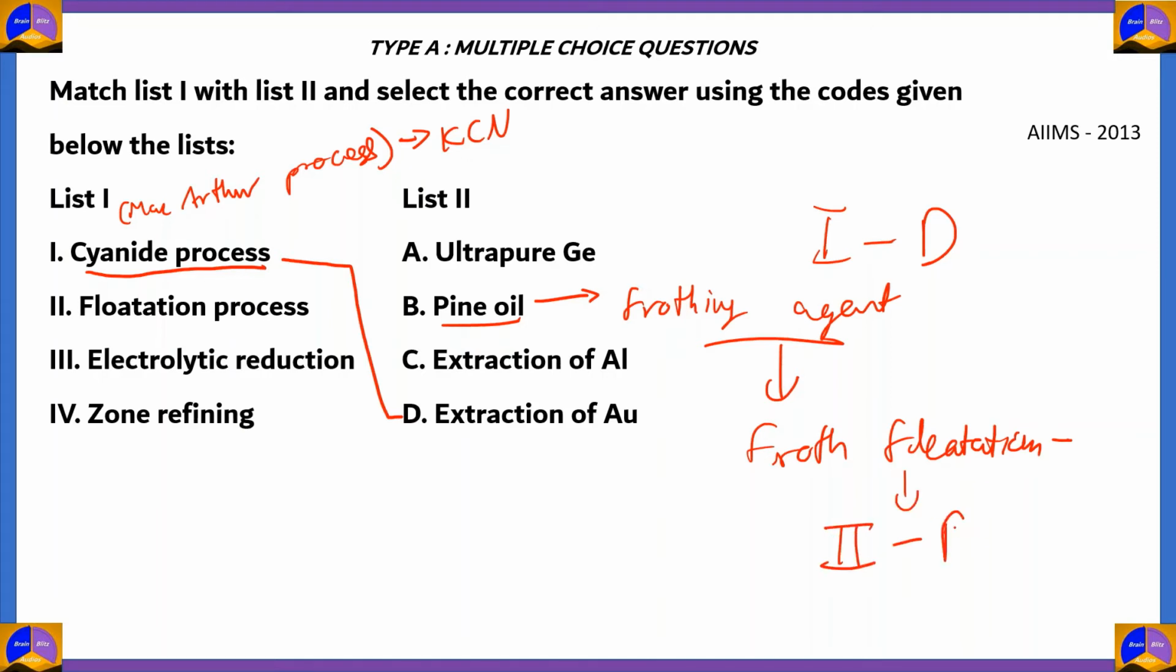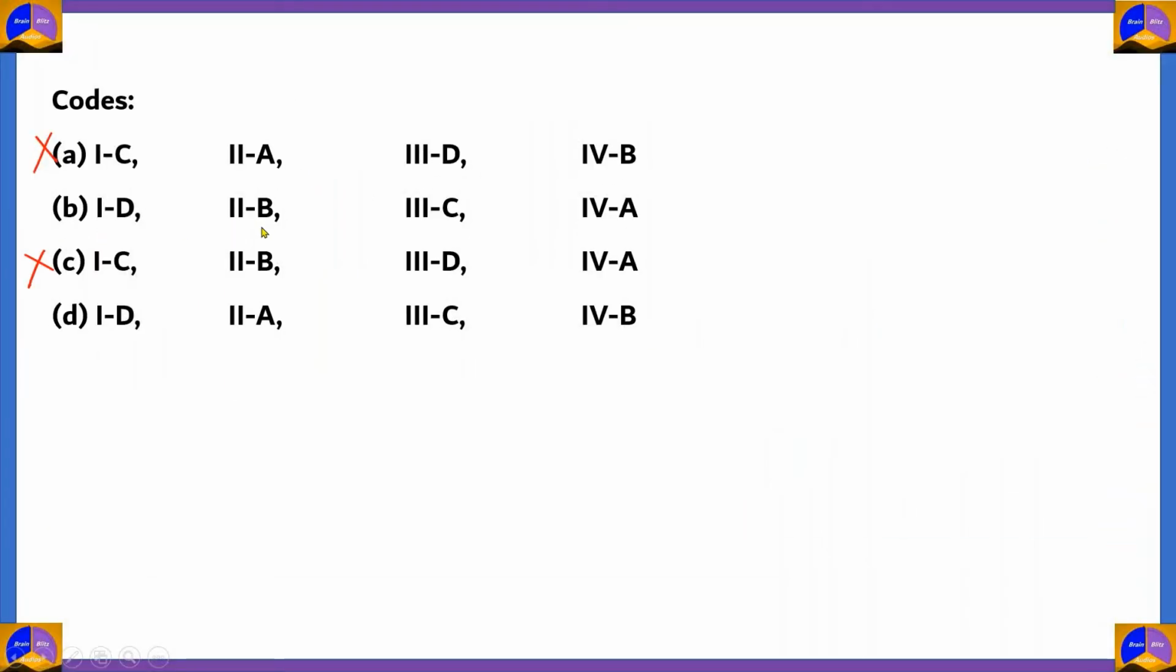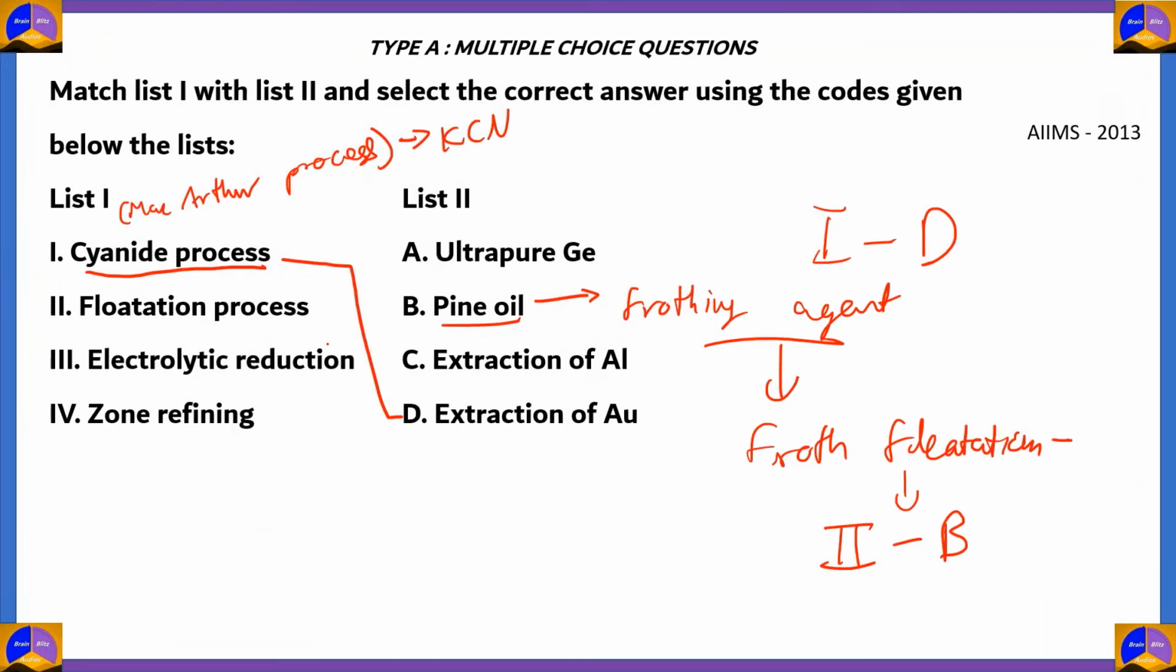So that means 2 is matched up with B. So 1 matched up with D and 2 matched up with B gives you the right option as option B, instead of option D. In option D, it says that 2 is matched up with A, which is incorrect. So according to this, we have 3C and 4A. Electrolytic reduction is again used in the extraction of aluminum. We're studying electrolytic processes of metallurgy before learning the extraction of aluminum, so 3C is correct.